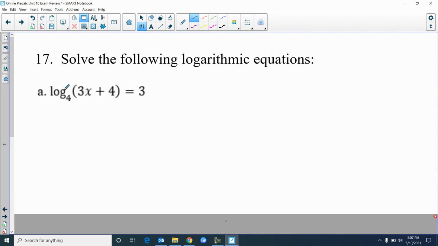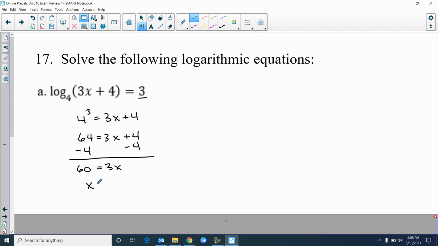This one here has a single log, this one doesn't. So we need to convert it to exponential form. So 4 is my base. This 3 is my power, and it's going to equal 3x plus 4. So 4 cubed equals 3x plus 4. 64 equals 3x plus 4. Subtract 4. I get 60 equals 3x. Divide by 3, x equals 20.